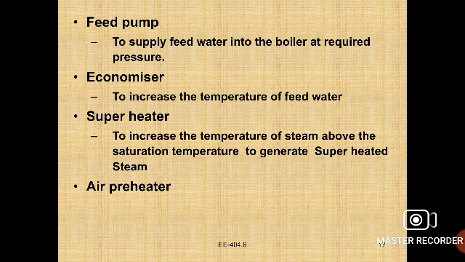Economizers are used to increase the temperature of feed water while we are supplying it. Next one, superheater. Superheater is used to increase the temperature of steam above the saturation temperature to generate superheated steam, right? This is the main function of the superheater.